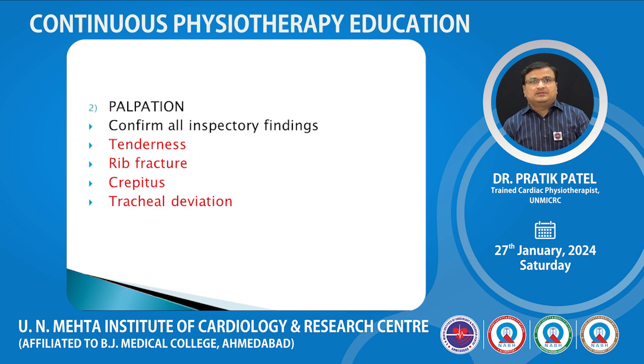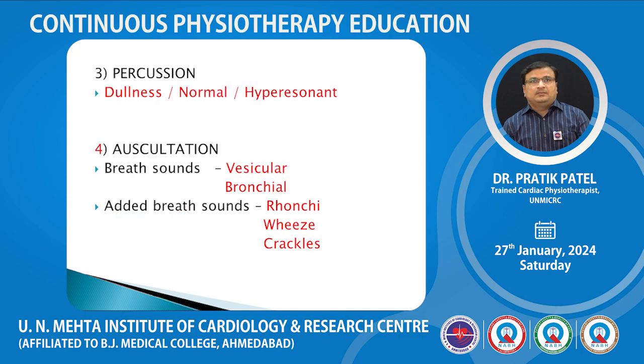In palpation, confirm all the inspectory findings like tenderness, rib fracture, crepitus and tracheal deviation. In percussion, we will see for the dullness, normal or hyperresonant sound. In auscultation, we will see the breath sound, whether it is vesicular or bronchial. Also watch for added breath sounds like rhonchi, wheezes and crackles.